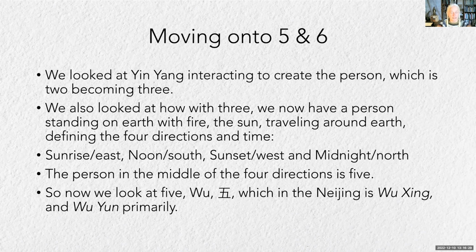So now we'll look at the number 5, this wu, which in the Neijing is the wuxing or the wuyuan primarily. There are other things that are talked about with the number 5, like the 5 flavors or the 5 organs, things like that. But mostly we're talking about the wuxing and the wuyuan.